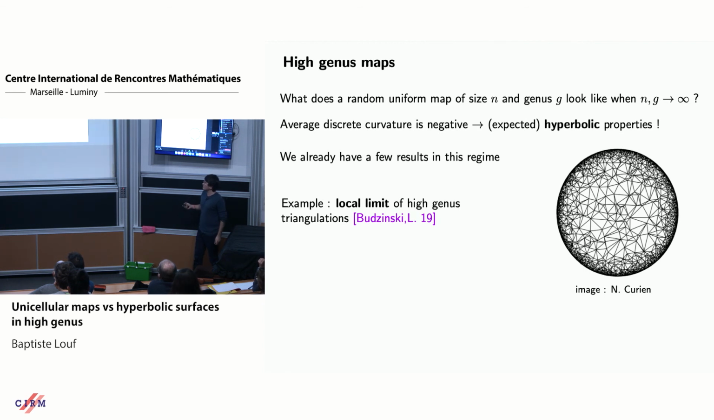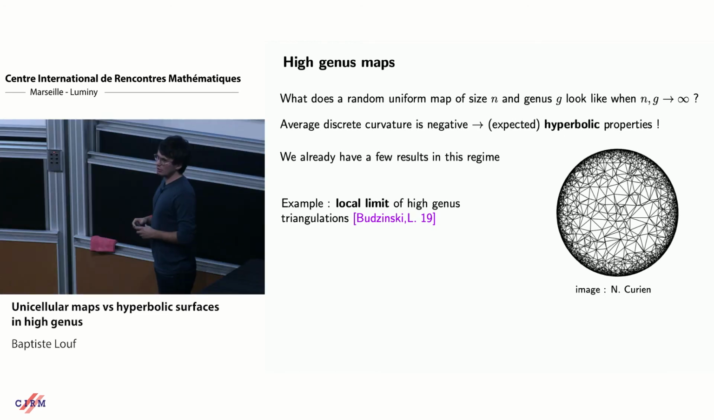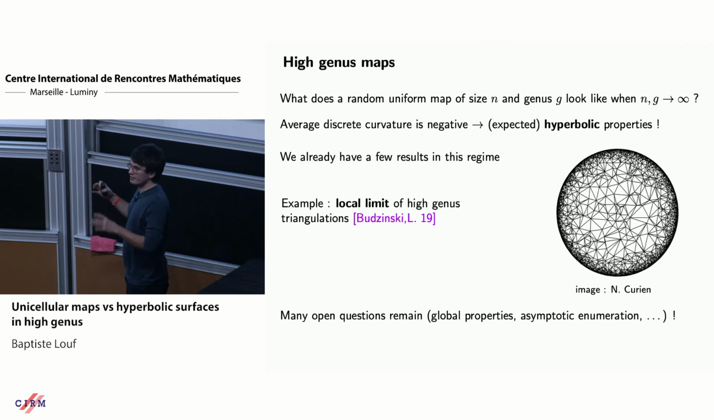One example of these results is a theorem that I have with Thomas Budzinski. We studied the local limit, same principle as what Marie told us about this morning. The local limit this time of high genus maps, and we have very nice hyperbolic local limits. Here there's an image by Nicolas Curien. And on this high genus regime, there are still many open questions that remain, mostly global geometry of these high genus maps, also some asymptotic enumeration.